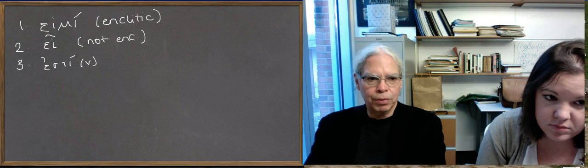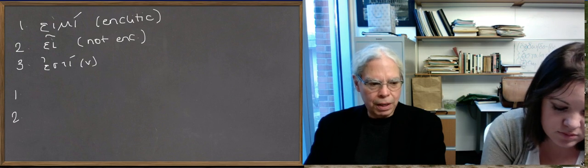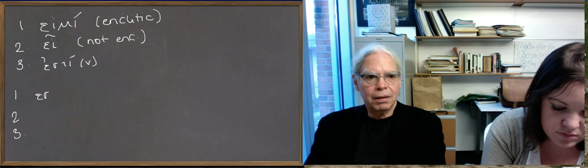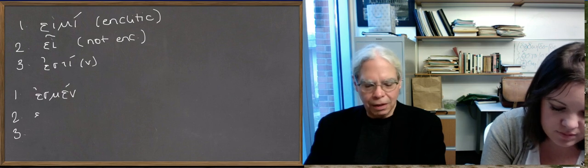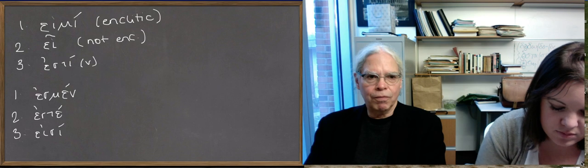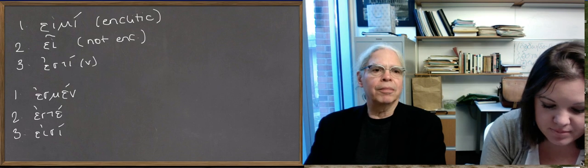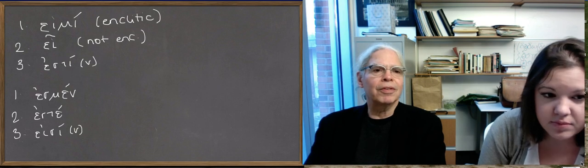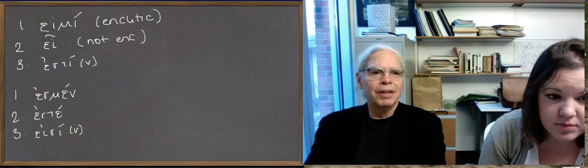Okay, and then let's put down the plural, which is -smen. This is enclitic, right? Yep. -ste, another enclitic. And -ase, also enclitic. So effectively, you only have one form. The second person singular seems to be missing. Is there a circumflex there?